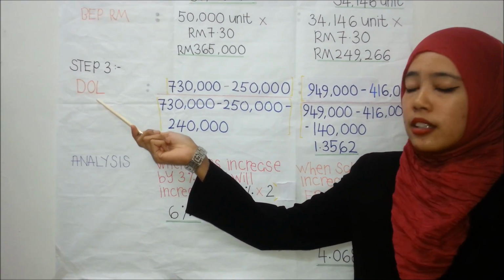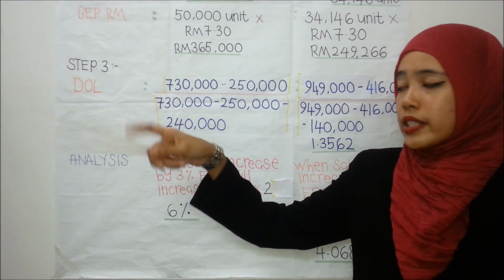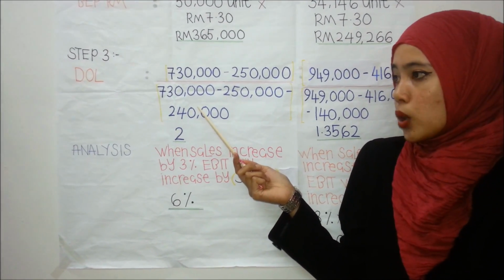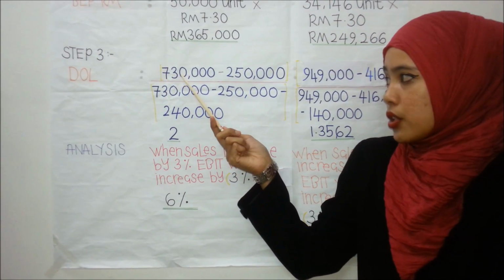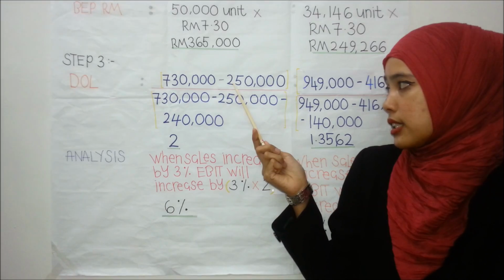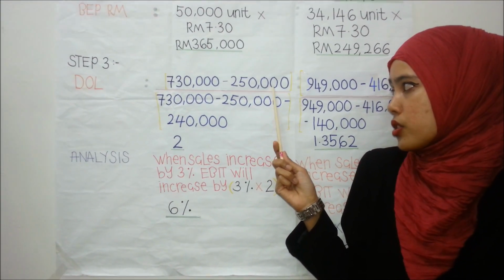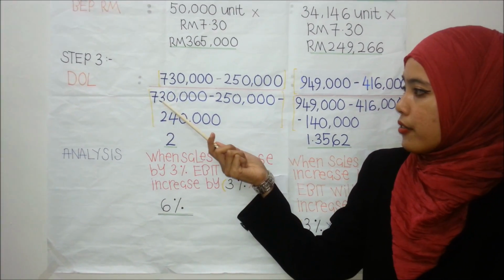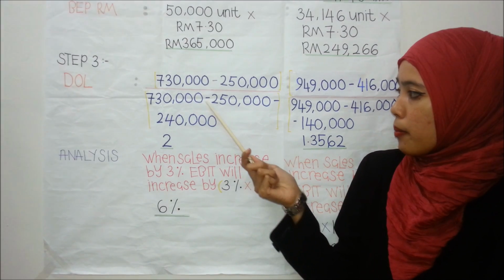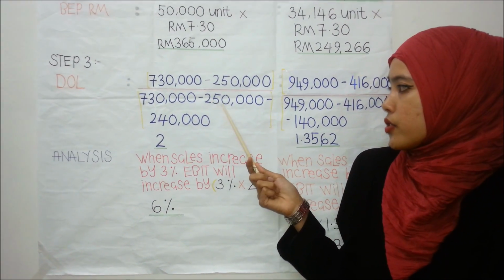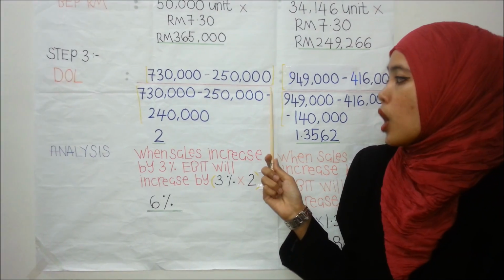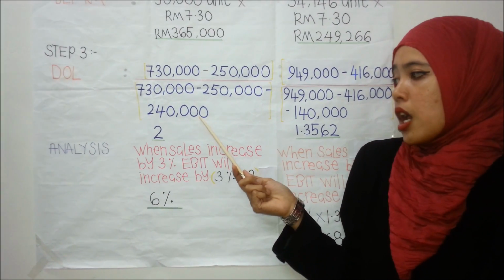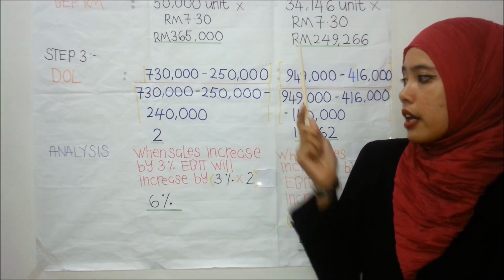We use DOL to see the impact of sales towards EBIT. So, DOL for plan R, we need to take total sales 730,000 minus total variable cost 250,000, and then we need to divide by total sales 730,000 minus total variable cost 250,000, and we need to minus also total fixed cost 240,000, and we will get 2 for plan R.